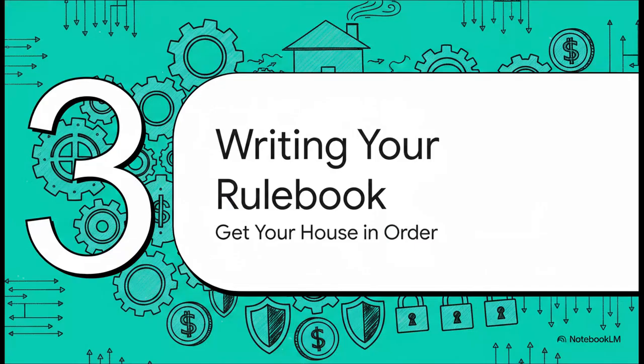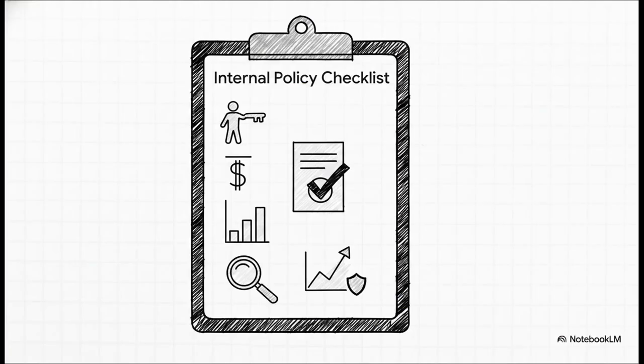Okay, strategy's in place, you've got your partners lined up. Now it's time to get your own house in order. And that means creating some really clear and strong internal policies. Your internal rulebook has to answer these basic questions. Who exactly has the authority to move money? What are the limits on those transactions? How do they get approved? You have to define these rules from day one. It's absolutely essential for security and just staying in control.